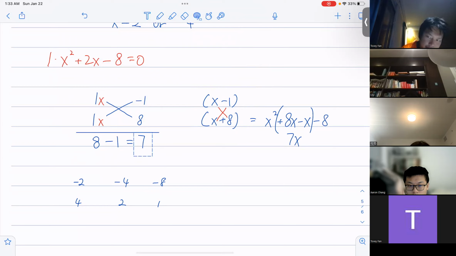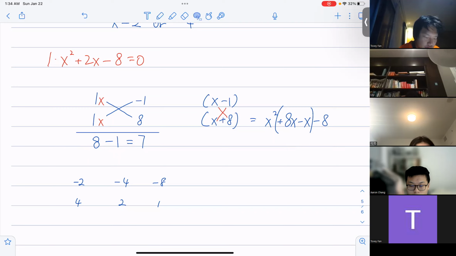The reason you can get this 7 is that you take the cross products and add them up. The linear term is produced by cross products and addition. Make sense? So x times 8 gives you 8x, and x times -1 gives you -1x, and that's why you can get 7x. So if you had 7x there, that would be the answer. But it doesn't, so that's just what it means.